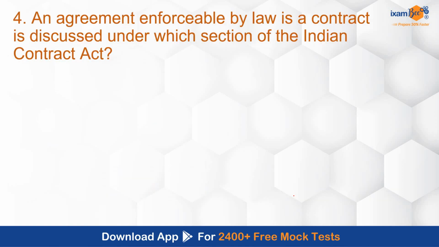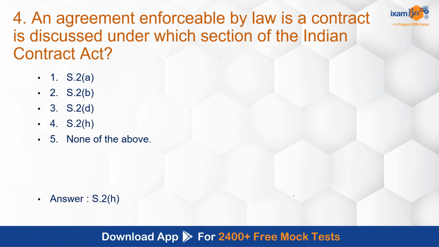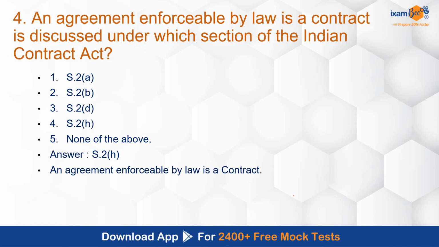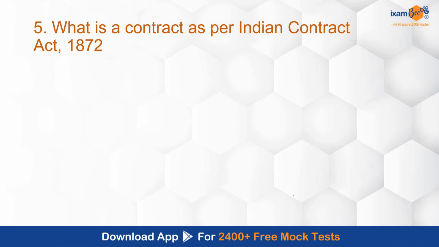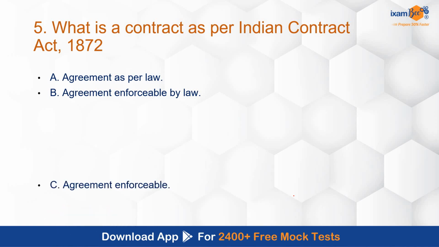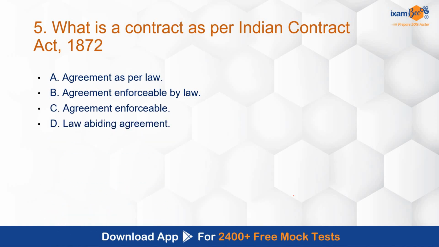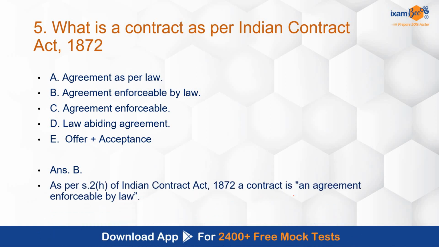Question number 4. An agreement enforceable by law is a contract. This is discussed under which section of Indian Contract Act? Section 2A, 2B, 2D, 2H, none of the above. The correct answer here is 2H. 2H defines agreement enforceable by law is called contract. Question number 5. What is contract as per Indian Contract Act 1872? Agreement as per law, agreement enforceable by law, agreement enforceable, law abiding agreement, offer plus acceptance. We have already seen this in the earlier question. Correct answer is B. Agreement enforceable by law is contract as per section 2H of Indian Contract Act.